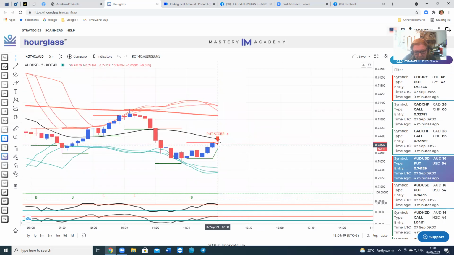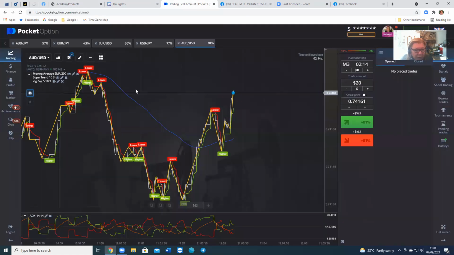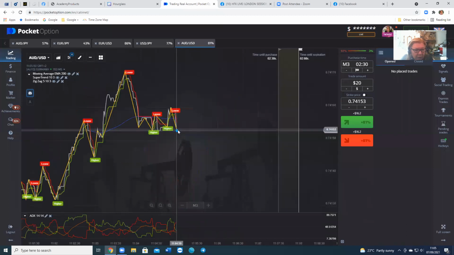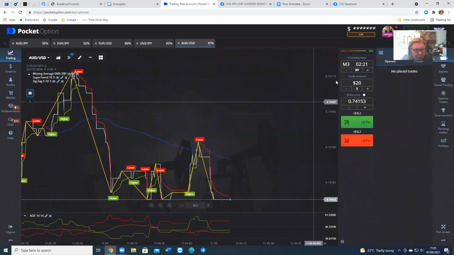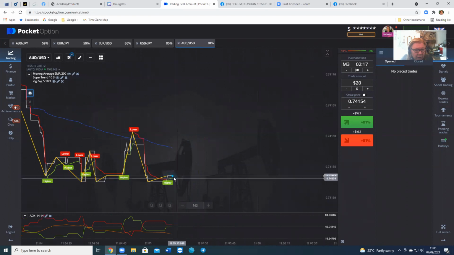So put score of 4, and you can see it up here. I'm on Pocket Option, but you may be on another broker. 153, here it is. You see my timer at the bottom, so it's got a new 5-minute candle coming out. That's why the screen's just flicked, and it's at 154.